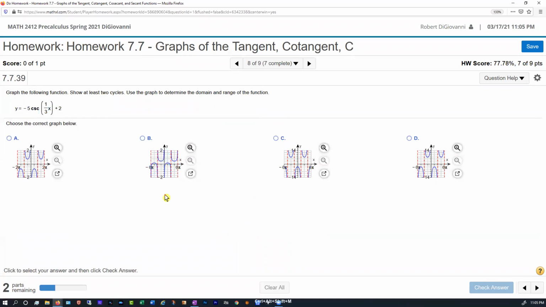All right, next one is cosecant, -5 cosecant of 1/3 x plus 2. All right, so I'm going to graph -5 sine of 1/3 x and then plus 2. So I'm just going to go with the start and stop because I'm going to trust that you understand what the period is, that it's been flipped over the x-axis and all that stuff, shifted up 2.